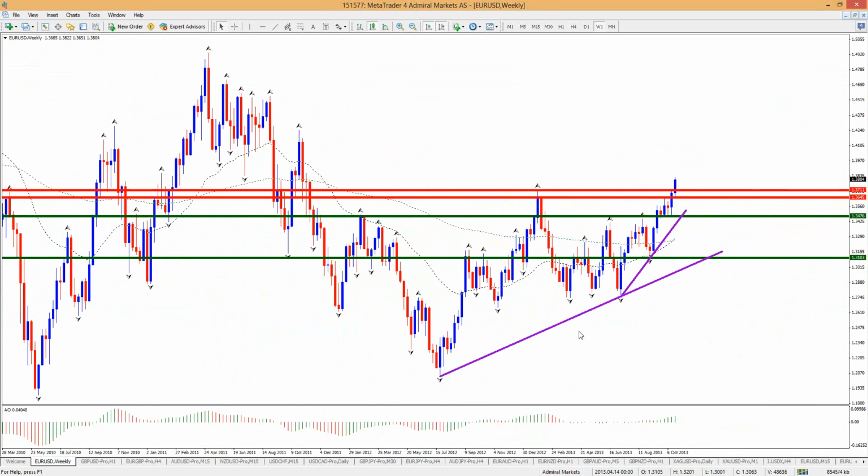Otherwise, let's start with, we are in uptrend. What kind of resistance could there be on this weekly chart?